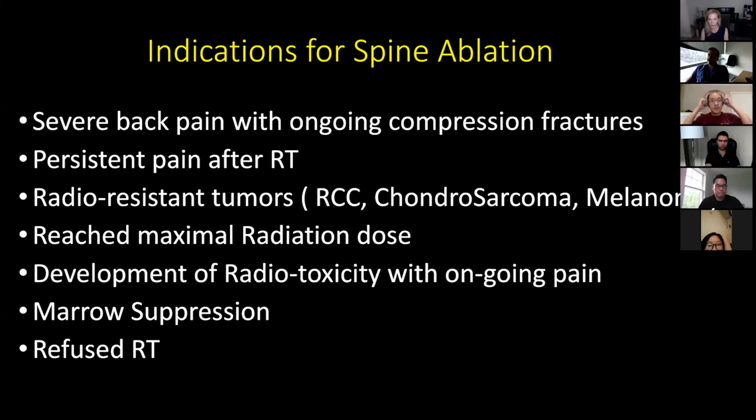What are really the indications of doing ablations? We're talking just about the pathological fractures here. So: ongoing compression, persistent pain post radiation, whether this is conventional or SBRT. One thing I'll add here is that I do not do ablations for diffusely metastatic disease. I only do that for oligometastatic disease.